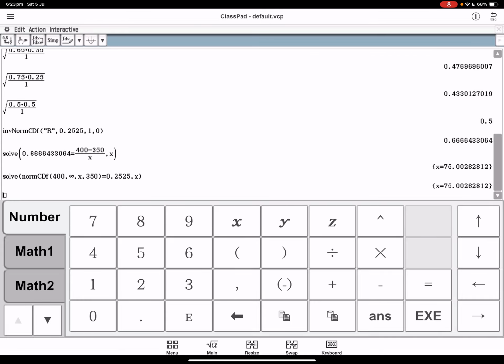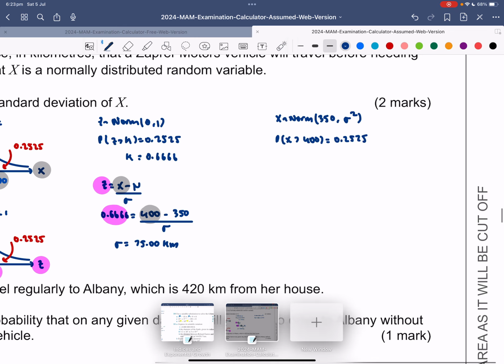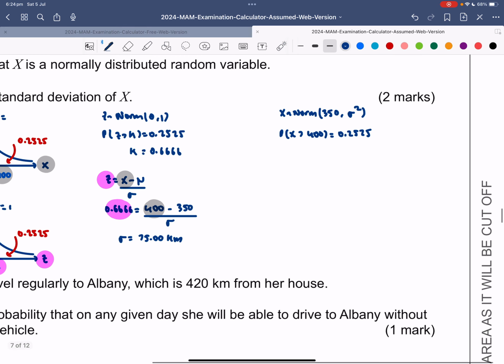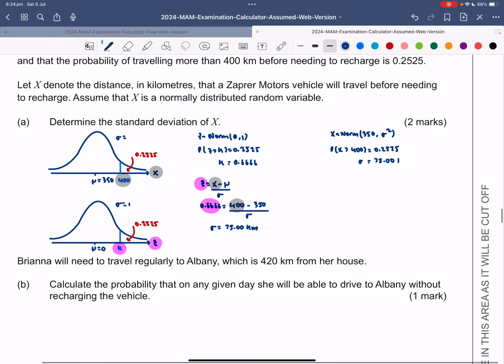So solver can handle it as well. If mean is missing or standard deviation is missing, solver can handle it. But I'm not sure if you're going to get full marks or not, okay? But you get the same value, a standard deviation of 75.00 kilometers.